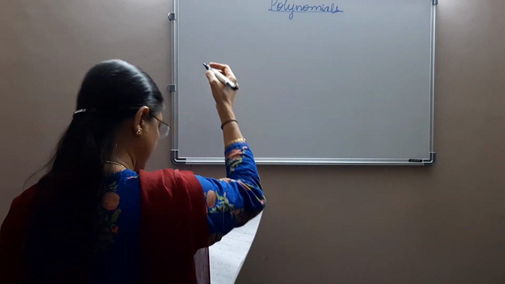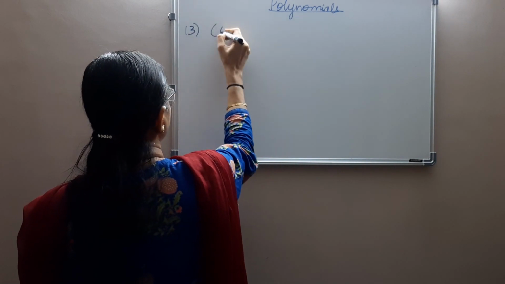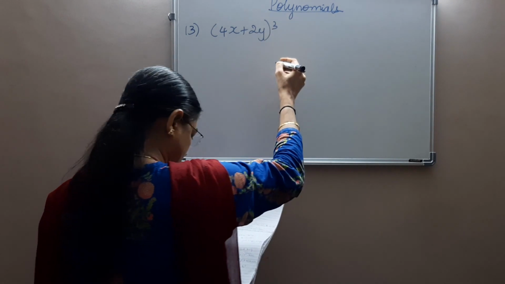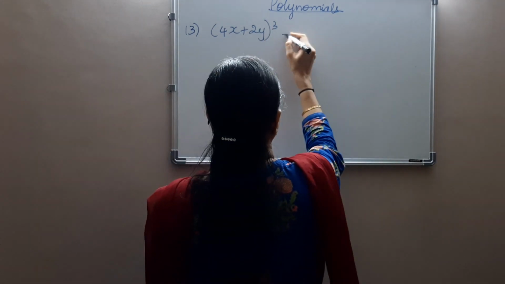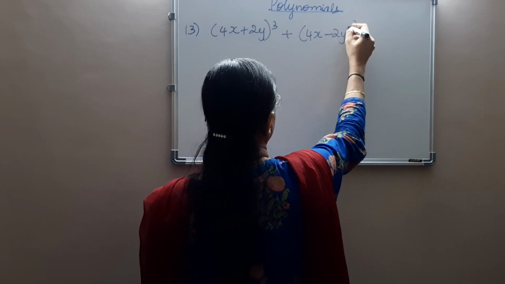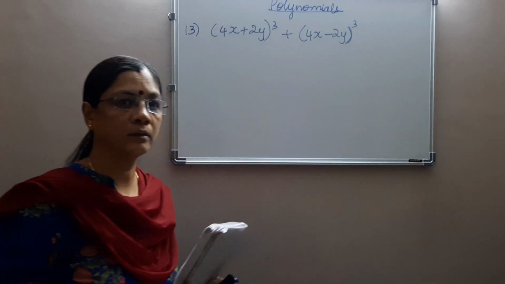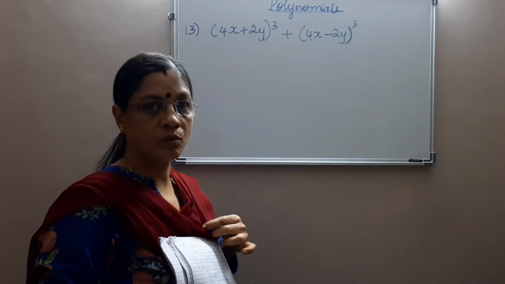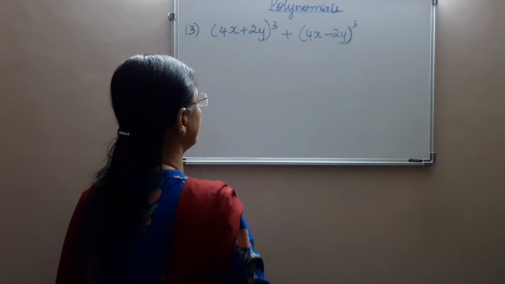Now the next problem is (4x + 2y) the whole cube plus (4x - 2y) the whole cube. So you can identify the identity based on this. So what is the identity which is based on the given problem?